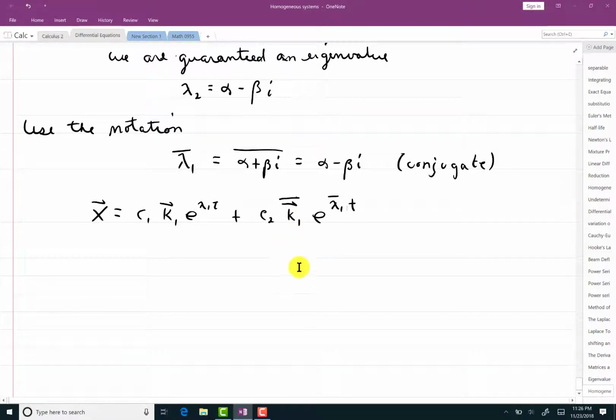So let's do this last example. Example 6. I want to do a do-over.